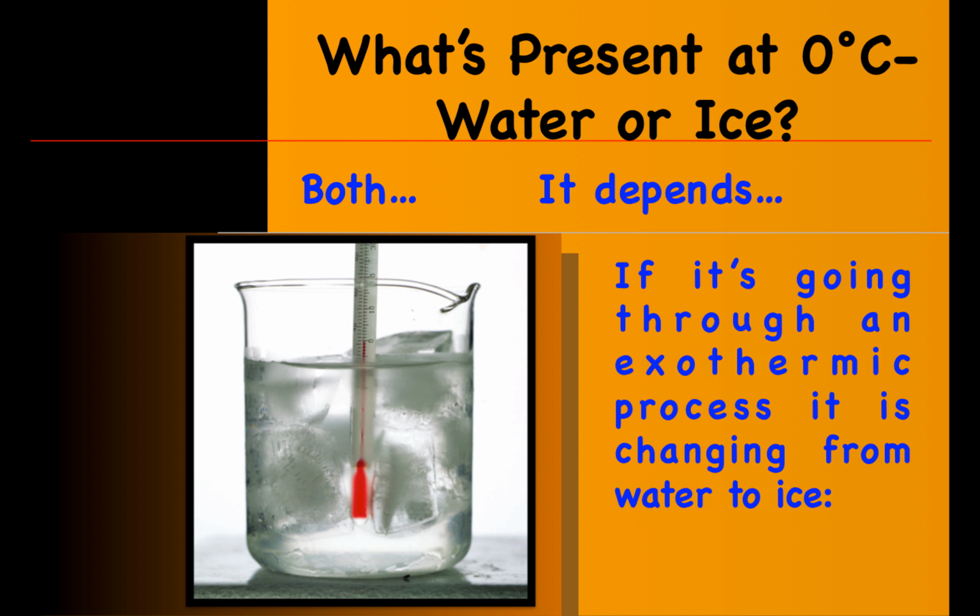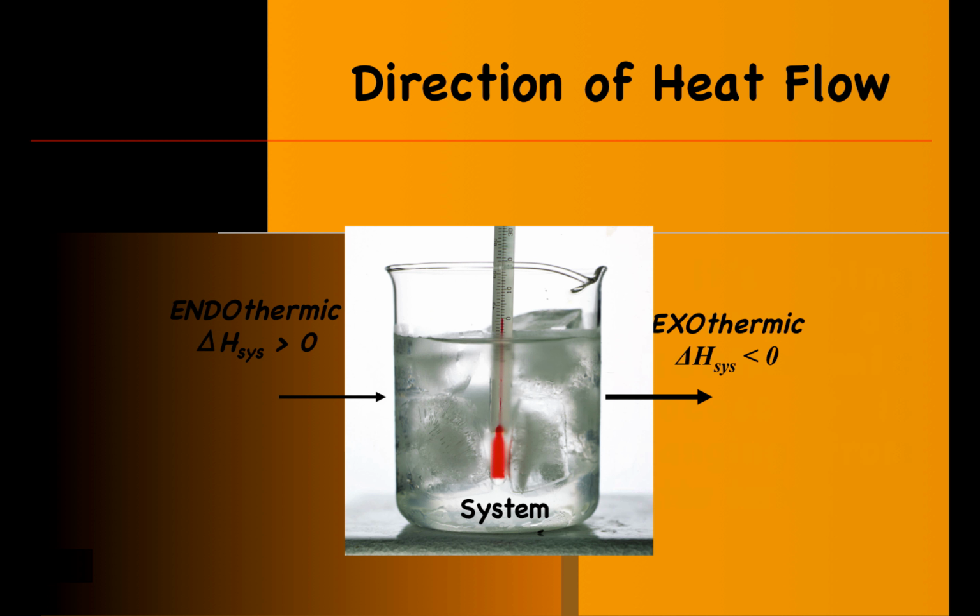But if it's going through an exothermic process and energy is being released, lost, that means it's changing from water to ice. Those strong intermolecular forces of attraction are reforming when water changes into ice. So let's consider this beaker of ice water. The system.